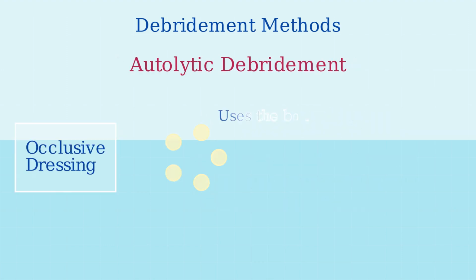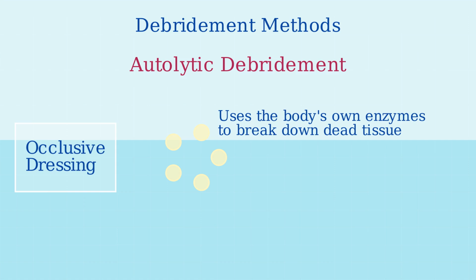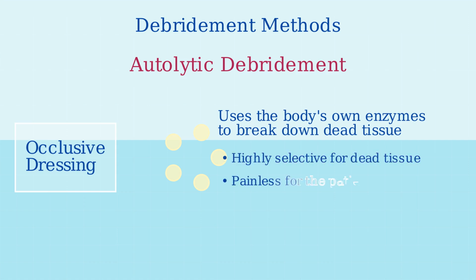Autolytic debridement harnesses the body's own enzymes to naturally break down dead tissue. This method uses occlusive dressings to create a moist environment that promotes the body's natural healing processes. While highly selective and painless, autolytic debridement is often slower than other methods and may not be suitable for infected wounds.